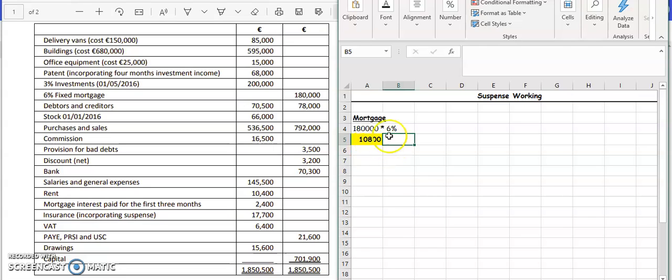So of that 10,800, we've paid 3 months. So we need to find out how much should we have paid on it. So 10,800, we're going to multiply that by 3/12. So we should have paid 2,700. So there's a difference of 300.